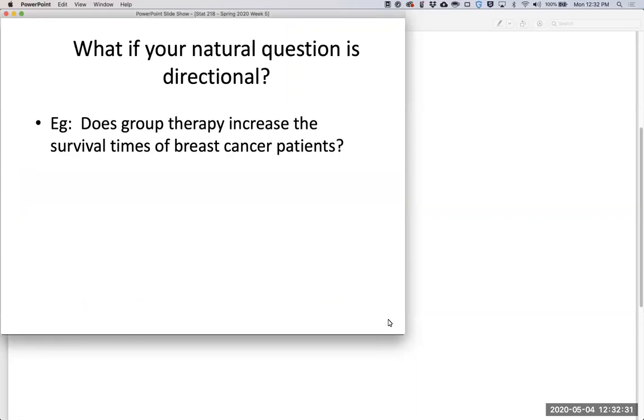So sometimes your natural question will come in a directional format. For example, not is there a difference between the two means, but rather is the one mean higher than the other? In a study in Santa Barbara, California, they had a group of individuals who had been diagnosed with stage 4 breast cancer, and they were put into two groups by random flip of a coin.